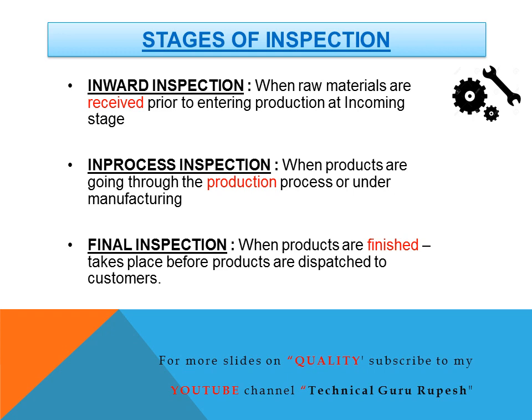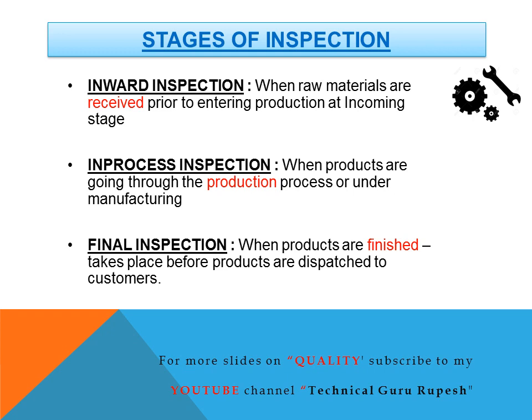The second is the in-process inspection. Here, checklist or inspection of the products is done as they are going through the production process. So when products are going through the production process or under manufacturing, at this stage, in-process inspection is carried out. Here you need to check the parts which are under manufacturing. That is called in-process inspection, as the term itself says.